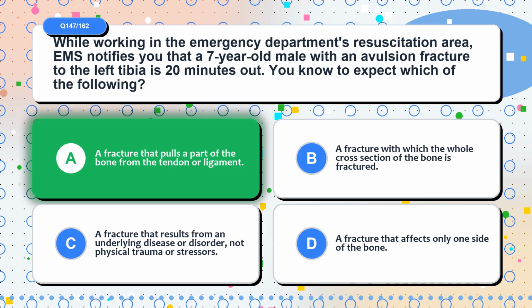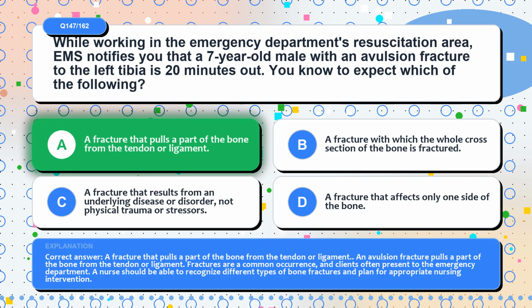The correct answer is option A. A fracture that pulls a part of the bone from the tendon or ligament. An avulsion fracture pulls a part of the bone from the tendon or ligament.